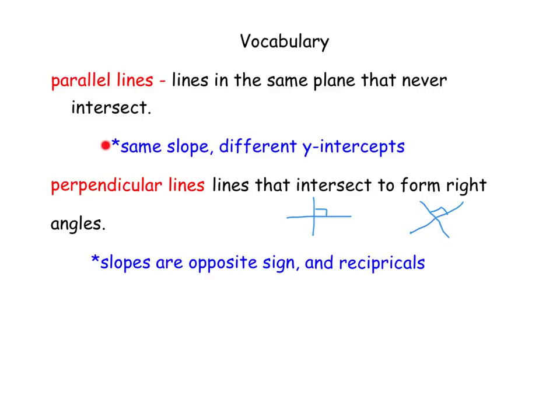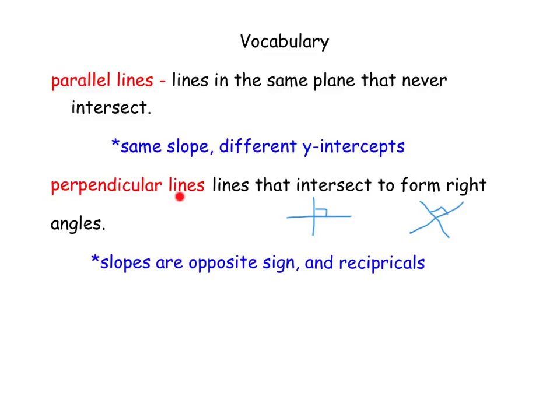Now there's some things that we know, and we've looked at this in the past, but now I'm just going to remind you. Parallel lines, since they're going up at the same rate or down at the same rate, have the exact same slope. So if they have the same slope but different y-intercepts, then they're going to be parallel lines.